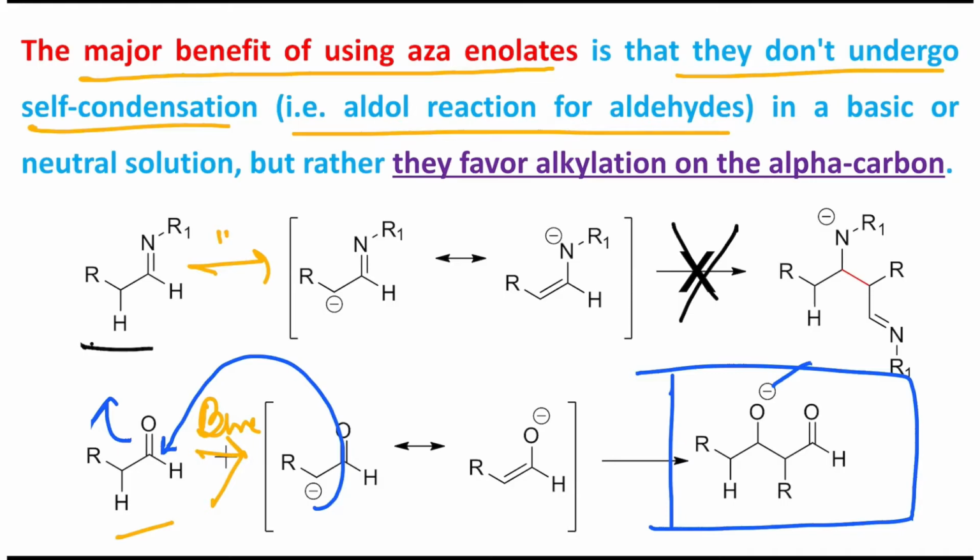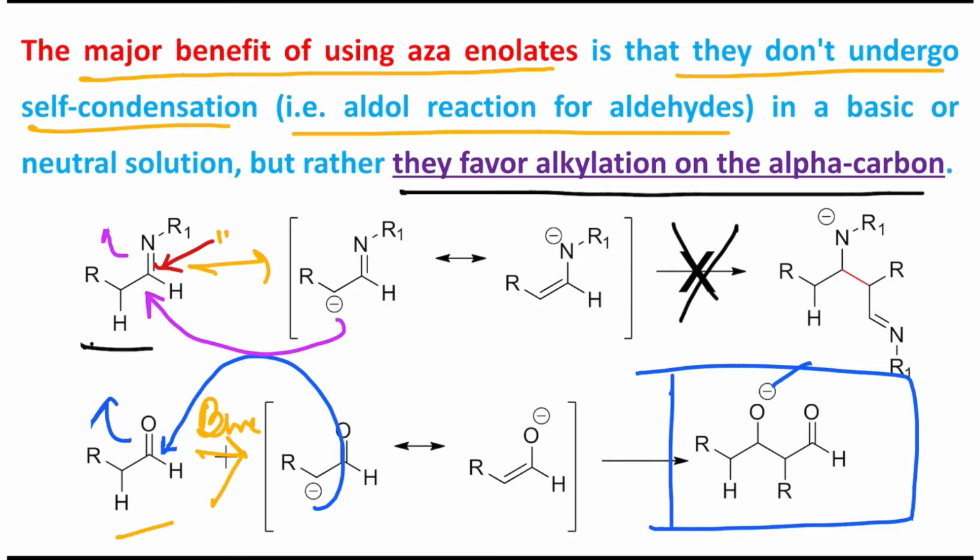You do not have the risk that this can attack here and open up, so it is not possible. That is the advantage, because the carbon here is not that electron deficient. They also have another interesting property, which I shall come to: they favor alkylation on the alpha carbon, because the negative charge density is there. So it can act as a nucleophile and favor alkylation. For example, if you treat with RX, I shall come to everything step by step in upcoming slides.